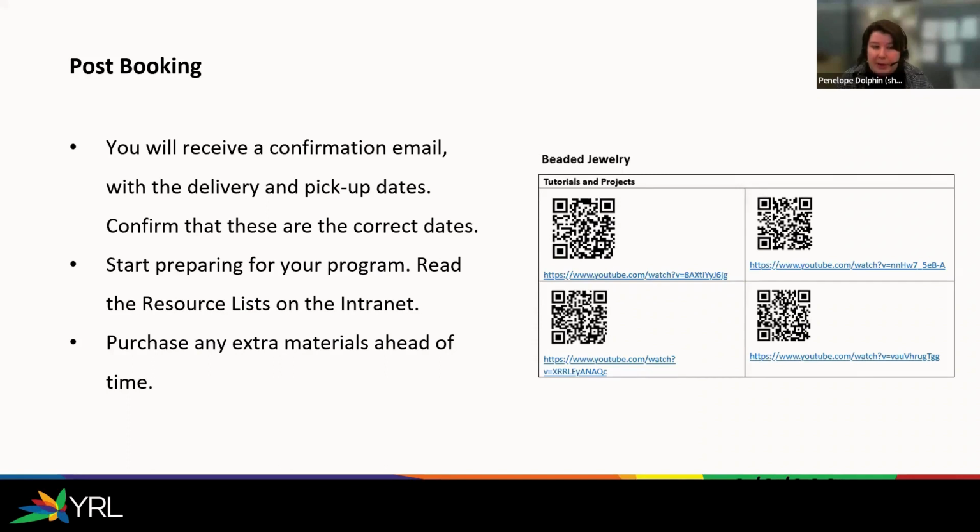And you can start preparing for your program. So you can look at those resource lists on the internet. Those will give you great ideas for programming. It'll have how-to videos so you can learn how to use things and give you extra ideas. Again, check the consumable list. Make sure if you need to purchase any extra materials ahead of time, you can do so before your program.